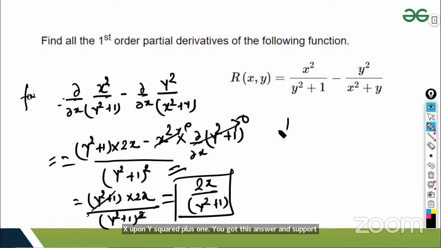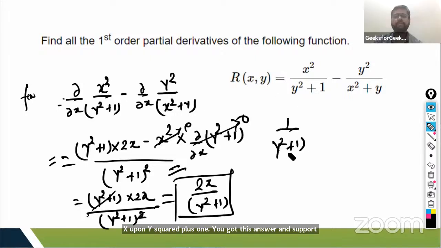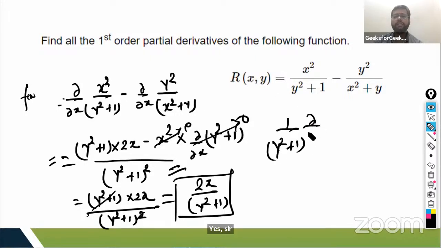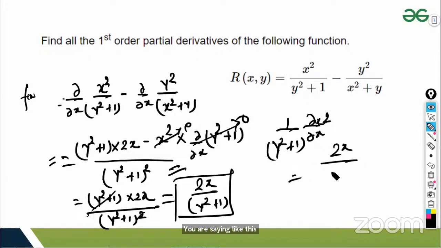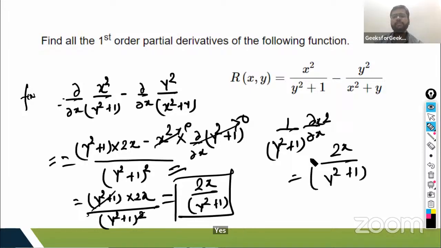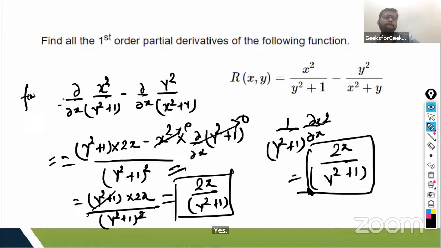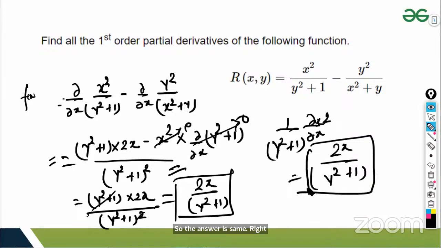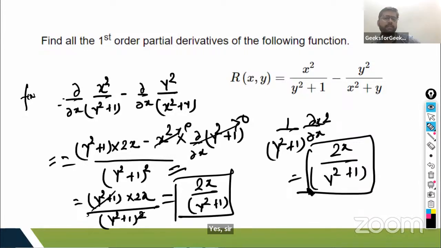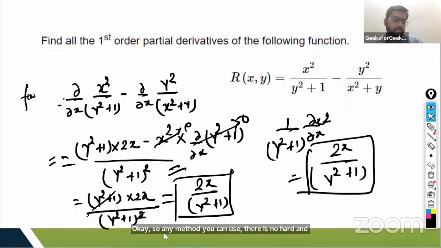And suppose, if you are saying 1 upon y square plus 1 I take as a common, and del upon del x of x square, in that way also the 2x upon y square plus 1 will come. So the answer is the same now, right? Okay, any method. I can say that your method is faster than my method. So you can use any method. There is no hard and fast rule, but the answer should come out the same.